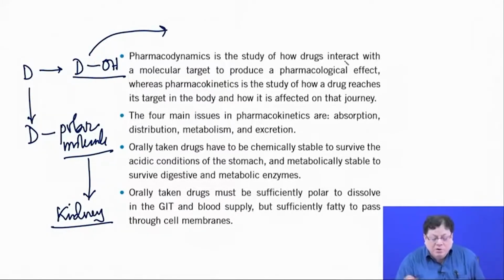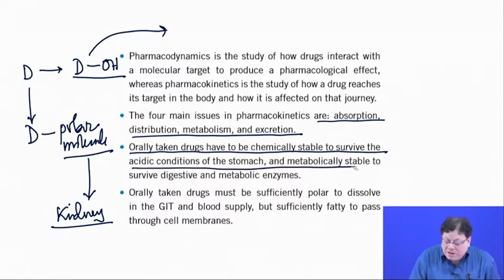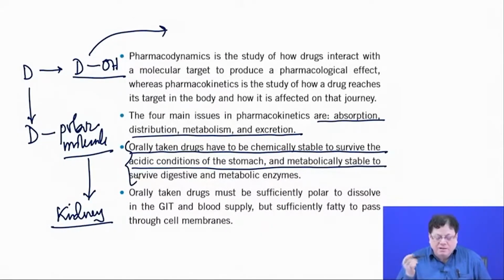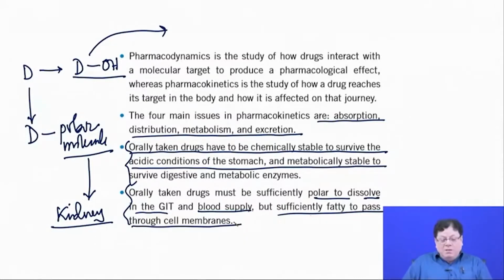What is written here? Okay, I have already told what is pharmacokinetics and what is pharmacodynamics. So, pharmacokinetics has 4 steps: absorption, distribution, metabolism, excretion. And remember, when we talk about this first pharmaceutical test, where the drug survives the acidic conditions of the stomach, that is only for orally active drugs, not for the drugs which are taken intravenously. And so, there is a way to bypass that pharmaceutical problem, because you can directly inject into the blood. Orally taken drugs must be sufficiently polar, I already highlighted that, so that they dissolve in the GI tract and into the blood supply, but sufficiently fatty, that means sufficiently lipophilic, to pass through the cell membranes. Okay. So, those are the points that I have made.